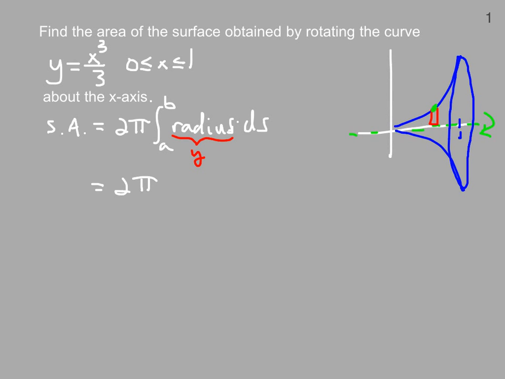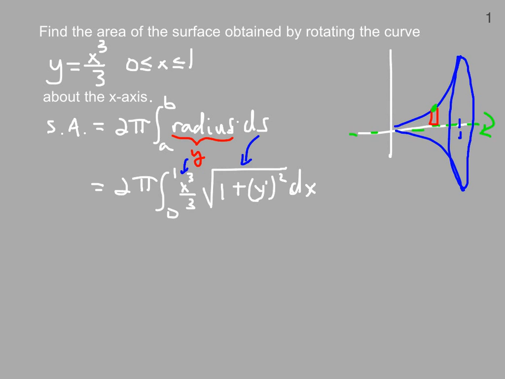where the integral, in this case from 0 to 1, we have to replace y by f of x, because this integral is going to be a dx integral. And so f of x being x cubed over 3, and ds being the square root of 1 plus the derivative of that guy squared. So we have ds is here, and y is there. This is a dx integral.